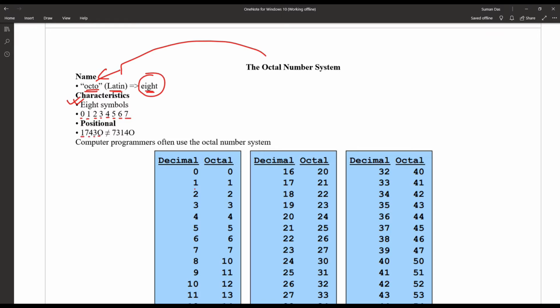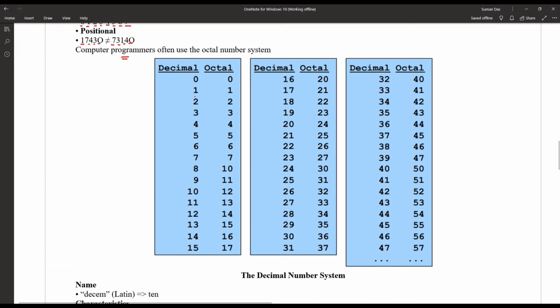So according to position, 17430 is not equal to 73140. The octal number system is used most often in computer programs. The below table is the decimal octal number system equivalence.